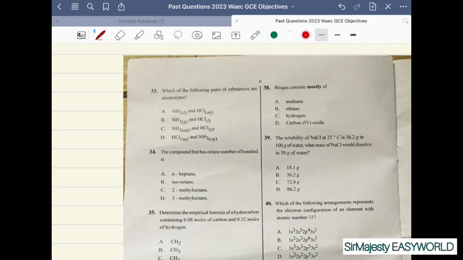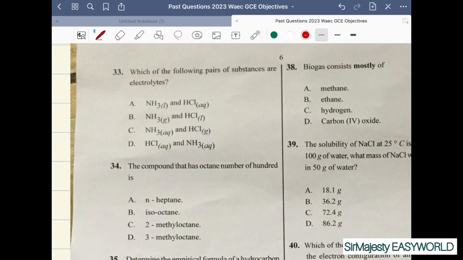Now 33 says, which of the following pairs of substances are electrolytes? Electrolytes must be either in solution form, that is going to be in liquid form, either in aqueous solution form or in molten form, and be capable of ionizing. So looking at this, option A says liquid ammonia cannot be an electrolyte, liquid without ions. Then aqueous is an electrolyte. So A could have been correct, but that ammonia as a liquid is not correct. Then ammonia as a gas is not an electrolyte.